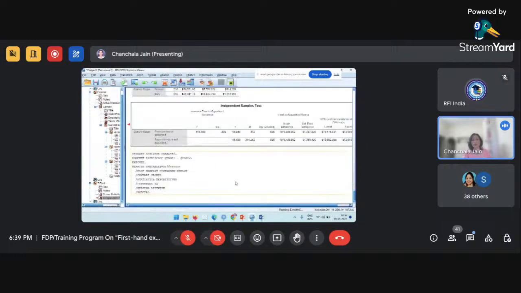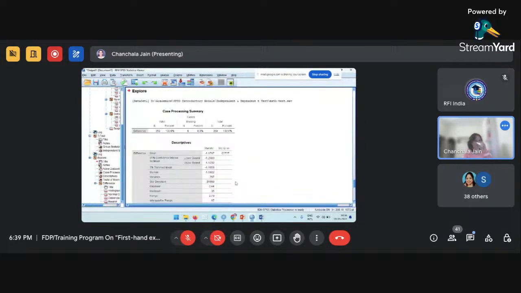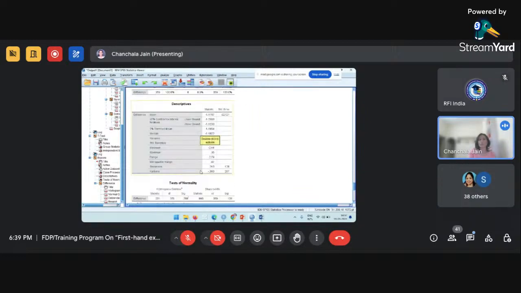In the output, I think we got it. You can see it is showing we are having a total of 359 differences, or number of observations, available for differences, with no missing value. Total is this. Now see the mean.